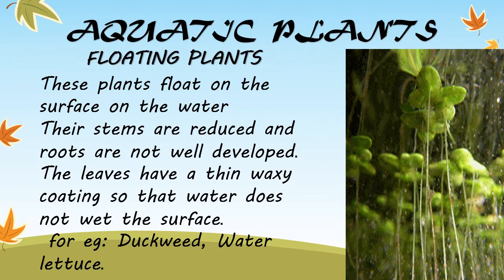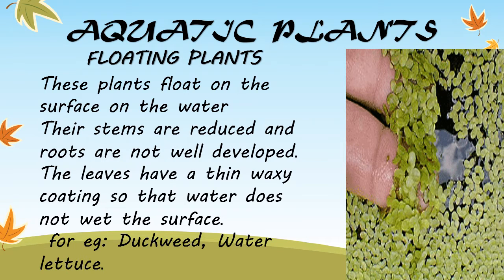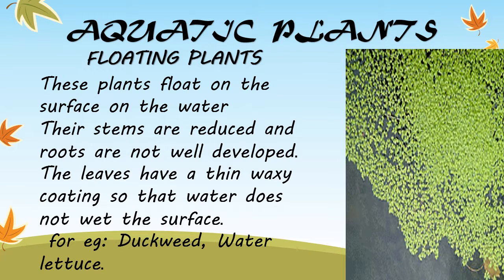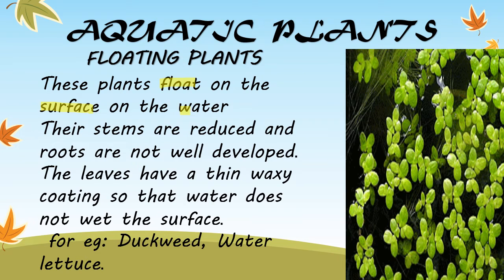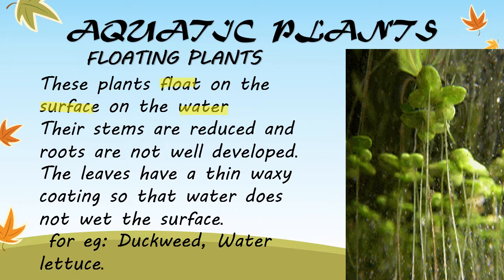Plants that grow in water are called as aquatic plants. Aquatic plants are further divided into three types. First is floating plants. As these plants float on the surface of water, so they are light-weighted and spongy. They do not have well-developed roots and stems.